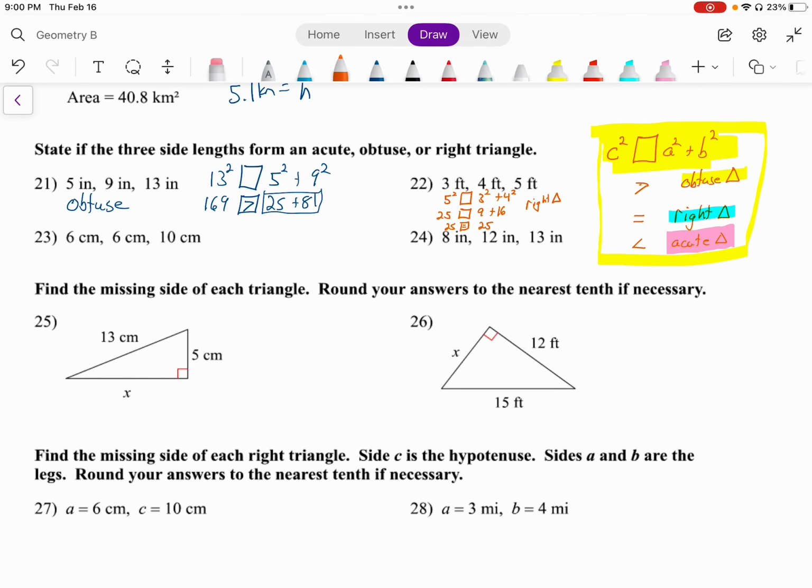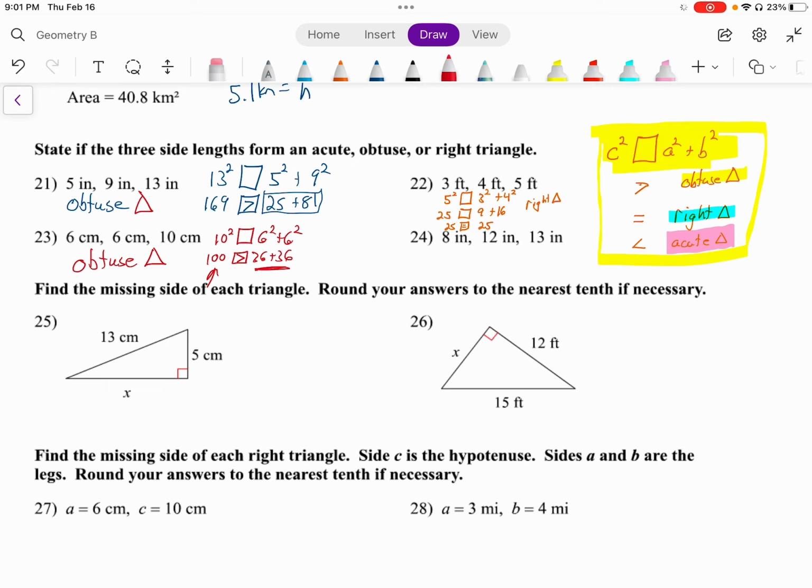For 23, we're going to look at 10 squared compared to 6 squared plus 6 squared. That's 100. This is 36 plus 36, which is only 72, so this is greater, and so this is an obtuse triangle. So one of the keys here, make sure you put the longest side squared on the left compared to the sum of the shorter two sides.